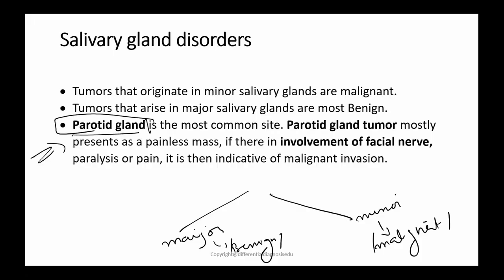Usually they present with a painless mass. They will not have any pain. But if you have a patient presenting with facial palsy, facial paralysis, or severe pain, think about a malignant possibility. Though parotitis can cause pain, it will not involve the nerve. If the patient has parotid gland involvement with facial paralysis, or numbness and tingling of the facial region, and it is unilateral, then think about malignancy.